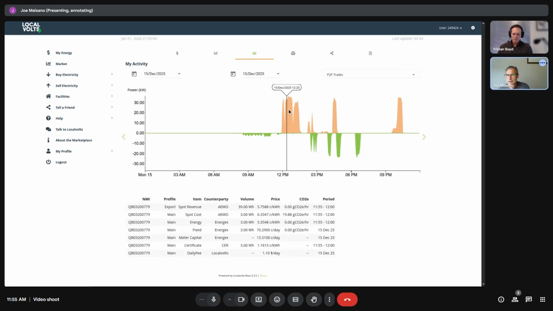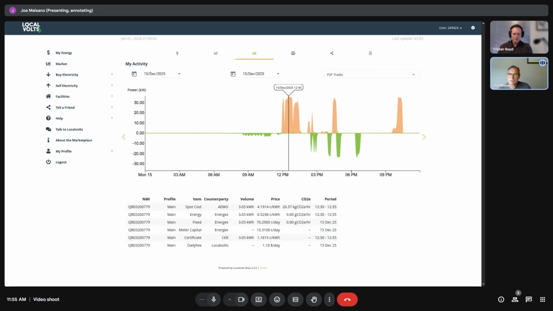Now, as I scroll through the graph, you can see the time period changing up here. So 12:25, 12:30. These are the discrete 5-minute time periods of the wholesale market. It's the sort of heartbeat on which the price changes. And every time I move to an extra interval, the legend down the bottom changes to show all the things that are happening at this point in time.